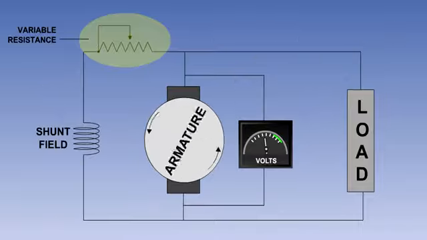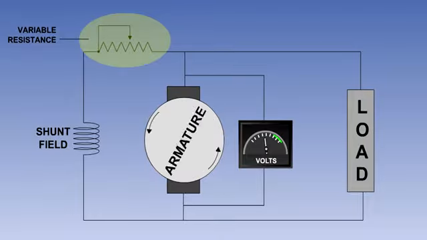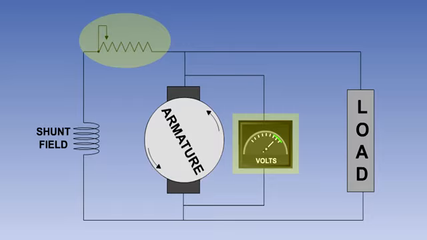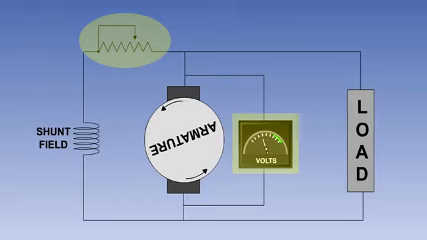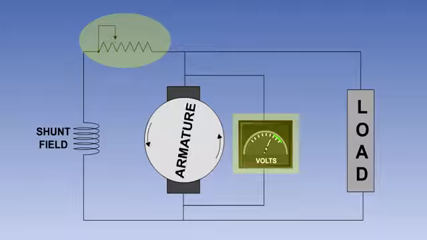The terminal voltage of a shunt generator can be controlled at a particular value by placing a variable resistance in series with the shunt field coils. The value of this resistance can be changed to control the amount of current flowing in the field circuit, and thus the generator output voltage.